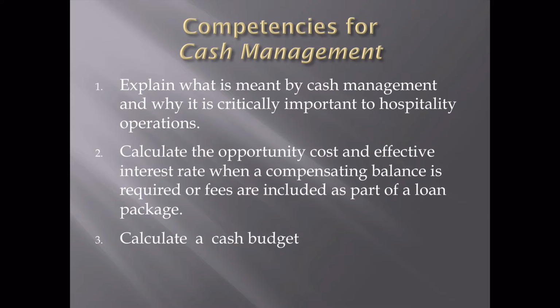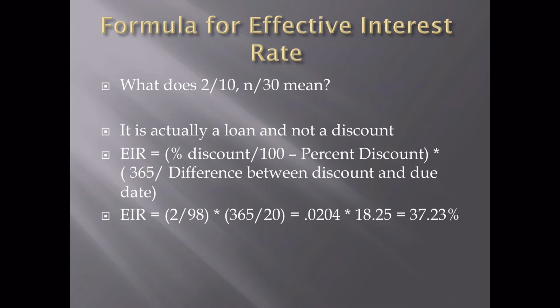The opportunity costs are actually an effective interest rate problem as well, but they have to do with simple terms. I know you guys remember the 2/10 net 30 when you were taking accounting, and what that meant is that you get a 2% discount if you pay within 10 days, and the total bill is due within 30. In real life, there's no discounts. So what this really is, it's a loan, and we need to figure out what it costs us if we don't go ahead and pay this within 10 days.